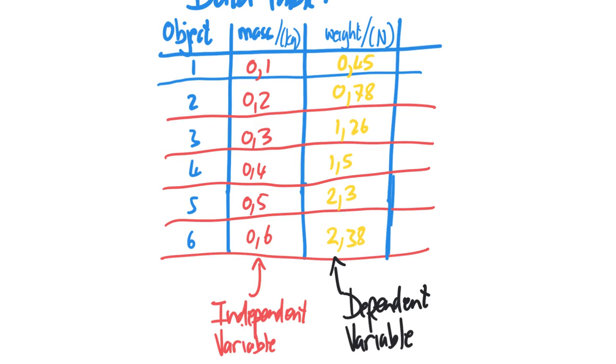We could have used different planets. We could have done some of the measurements on planet X and some of the measurements on planet Y, but planet X is a fixed variable. The gravitational field is a fixed variable. Right, now, another question.